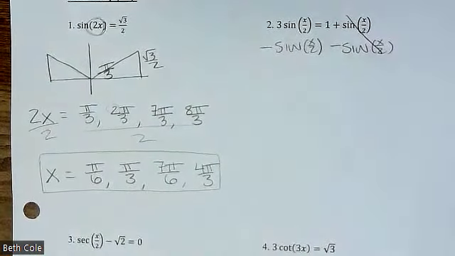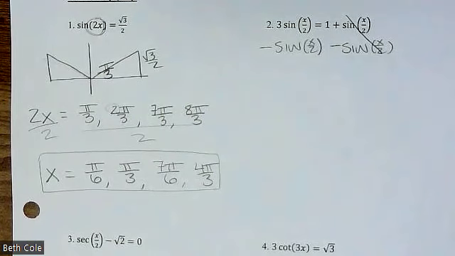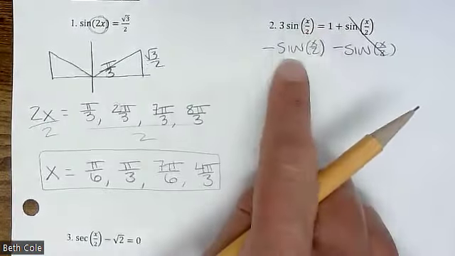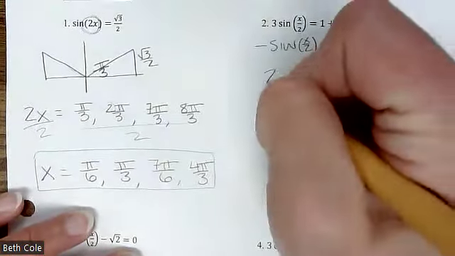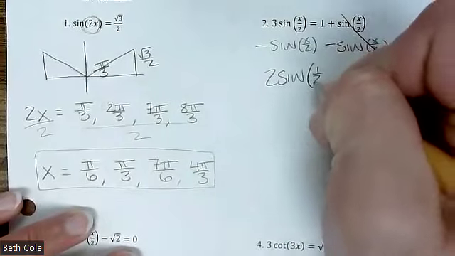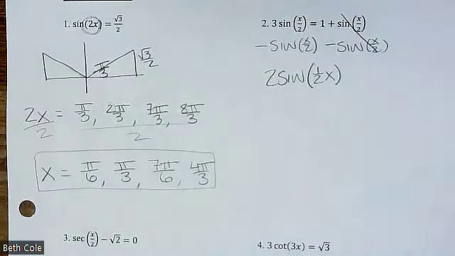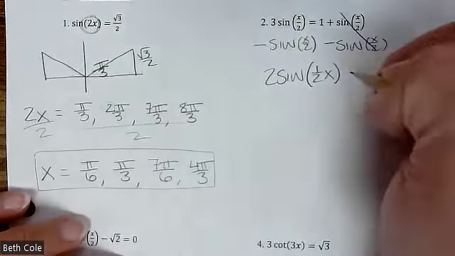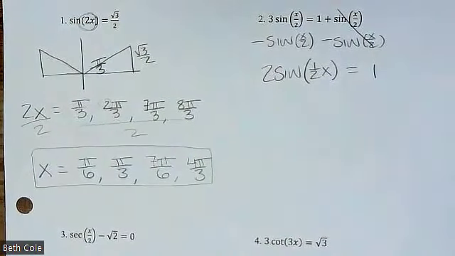These cancel. And if you have 3 sine of whatever minus 1 sine of whatever, what is that going to give you over here? Yeah, 2 sine of whatever. And I'm going to write it as 1/2 x. If you want to write it as x over 2, that's a personal preference. It means the same thing. But I like the 1/2 in there because it reminds you to only go around the circle halfway. And then equals 1.